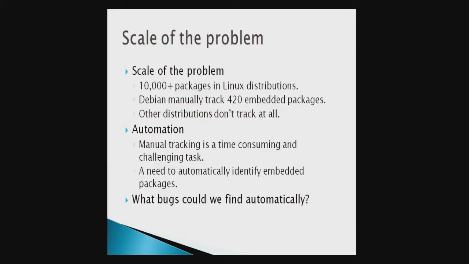To automate the process, we really do need an automated process. Manually tracking 420 embedded libraries that we don't even know about if we don't track it, in 10,000 plus packages, is a challenging task. It's time consuming. We really do need an automatic way to identify embedded packages. And if we have that, can we find bugs automatically from those relationships, those embedded packages that we know about?